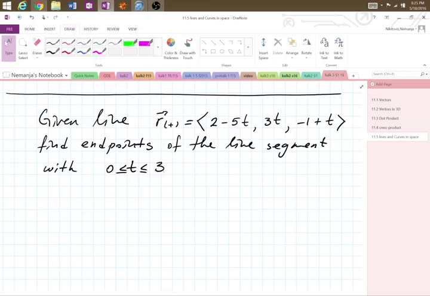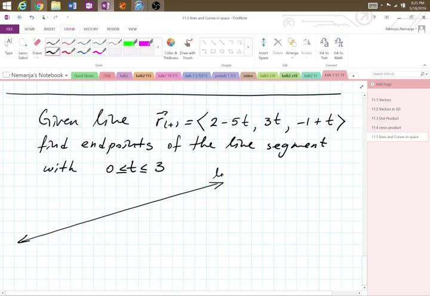All I need to do is to plug in 0 and then plug in 3, and I will obtain 2 points. Those are the end points of the line segment. So when I do this, this is going to be our regular line, the whole thing. But then somewhere and somewhere are going to be the 2 points. This one is t is 0, this one is t is 3, and this portion here is the line segment.